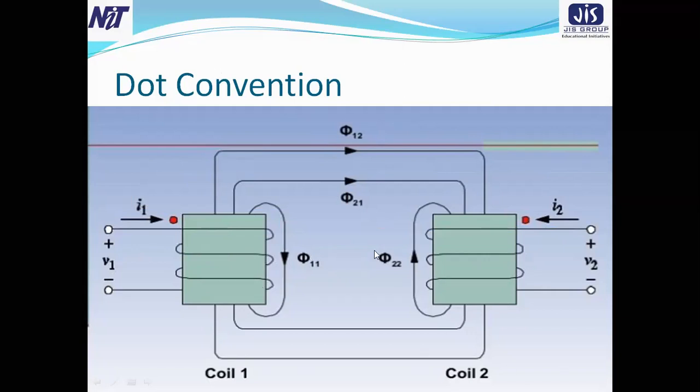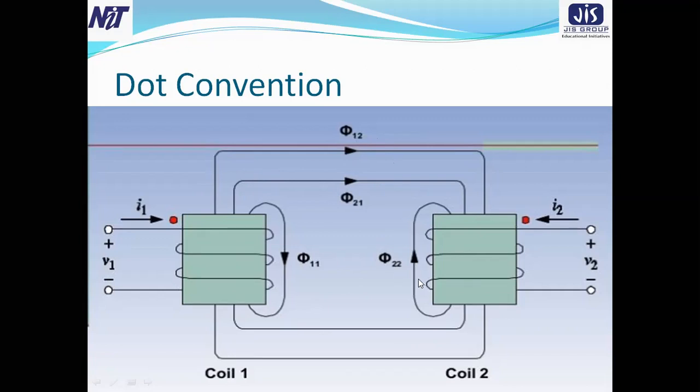This is coil 1 and coil 2. The voltage of the primary end is V1 with current I1. The voltage of the secondary is V2 with current I2. The self flux is phi 1 at the primary side and phi 2 at the secondary side. The mutual fluxes are phi 12 and phi 21. That's all about the circuit.